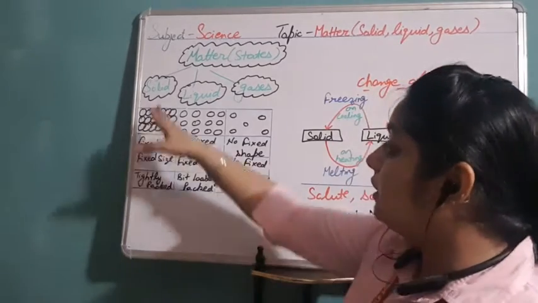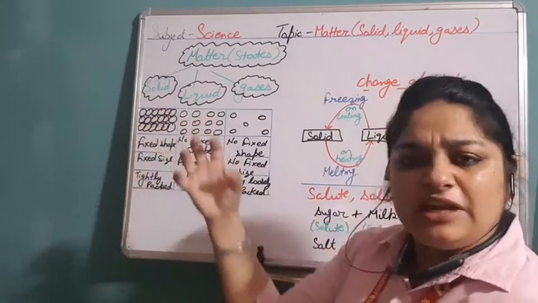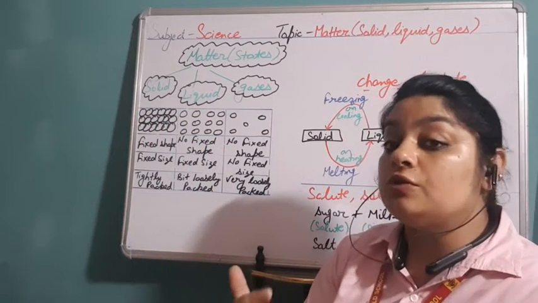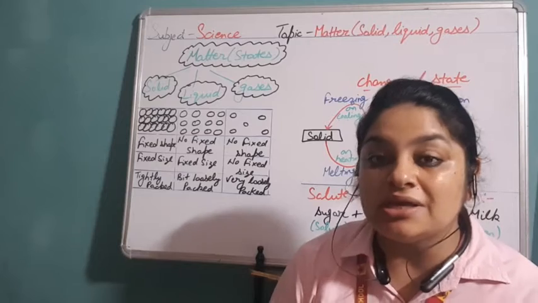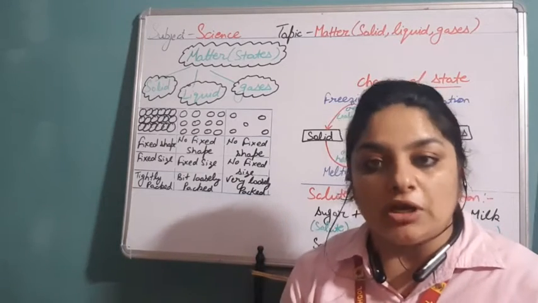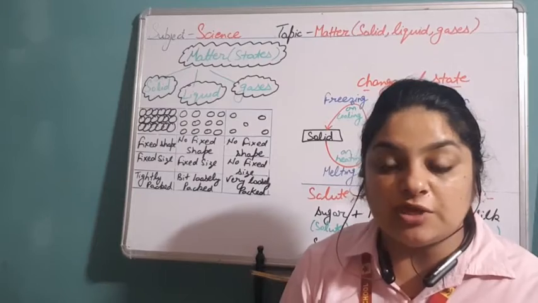So first of all, in solid, these particles are very tightly packed. So the space between the particles, that is intermolecular space. Now what is intermolecular space? Intermolecular space is space between one molecule to another molecule. That is known as intermolecular space.